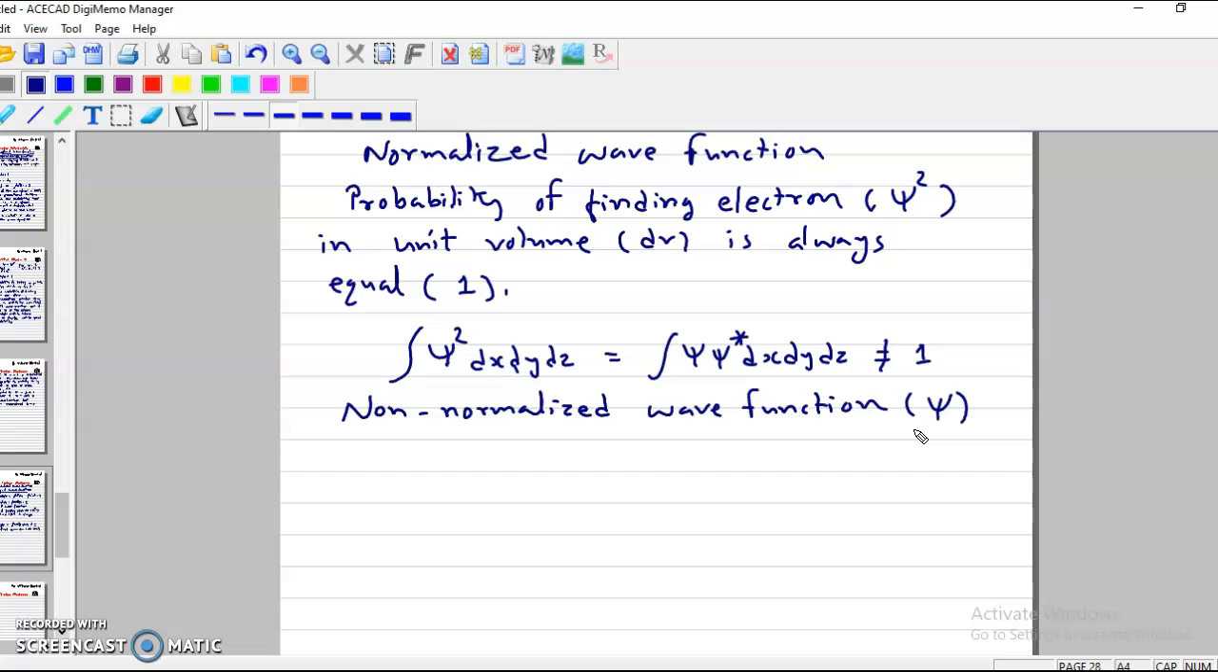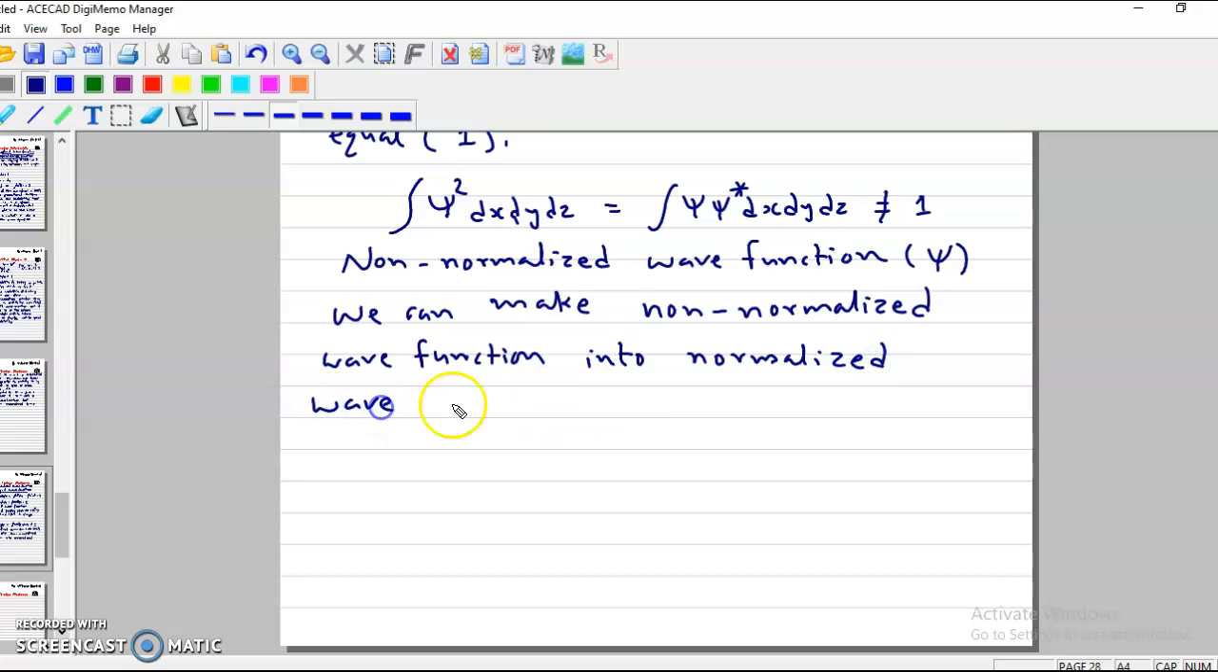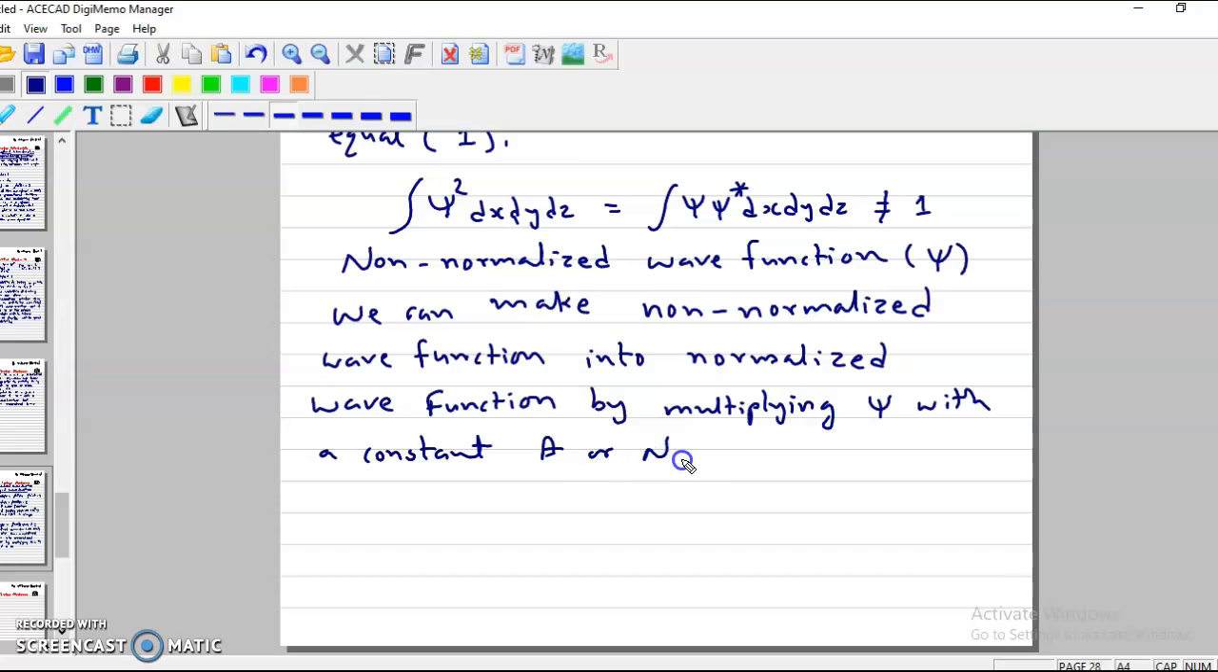But we can make a non-normalized wave function into a normalized wave function by multiplying psi with a constant a, or we can say N, whatever you say. Okay, then we can have a new condition.